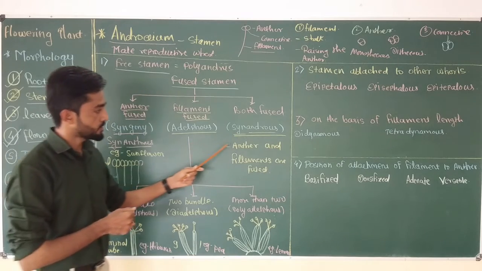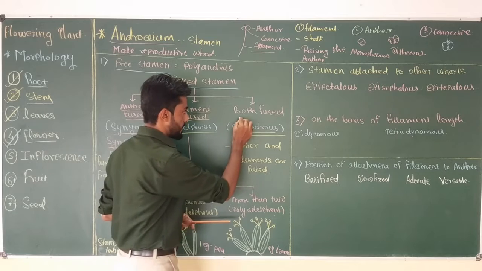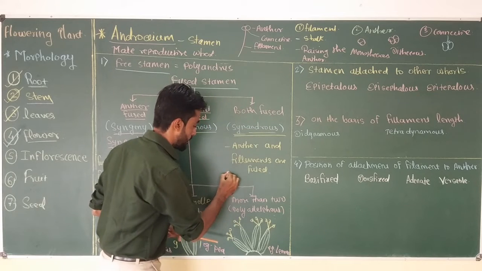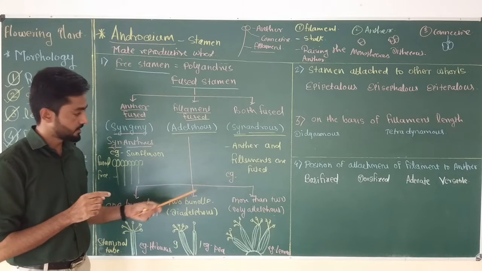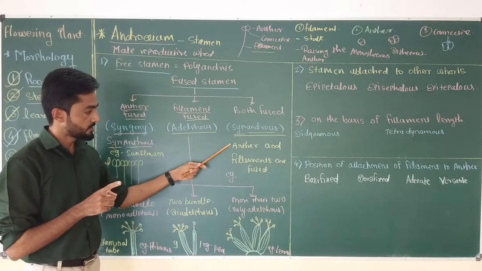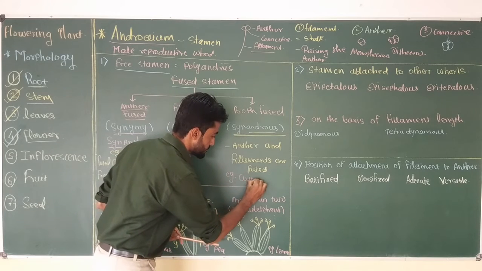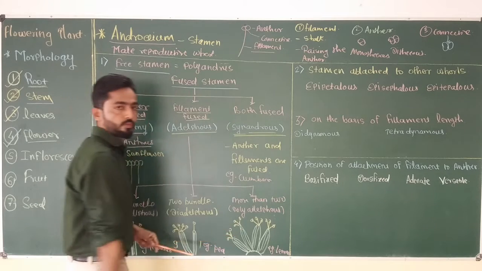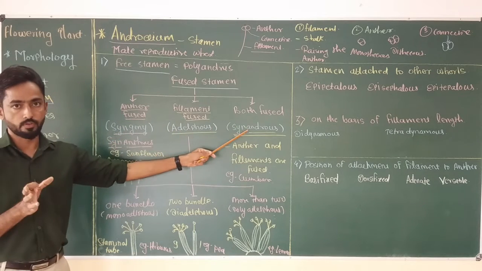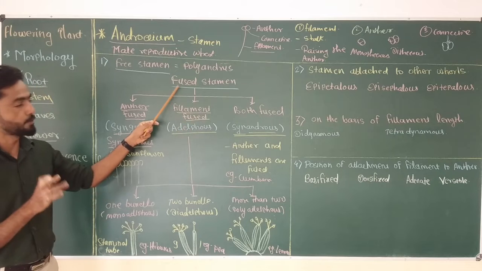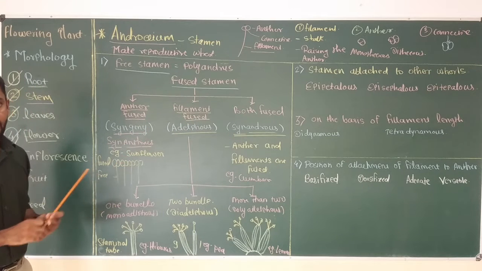Now, if both anthers and filaments are fused, in that case the condition is called synandrous, and a well-known example of synandrous condition, the plant in which anthers and filaments are fused, is cucumber. Okay, so we have discussed the 3 different types of androecium on the basis of fusion of the anthers and filaments, as well as their examples.